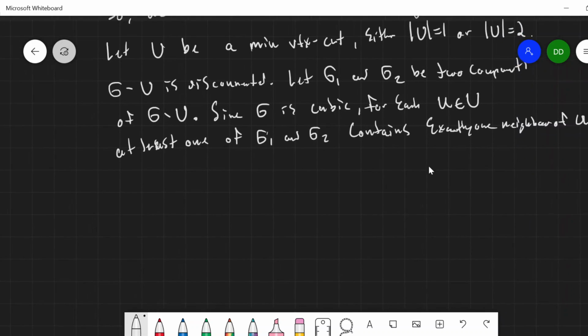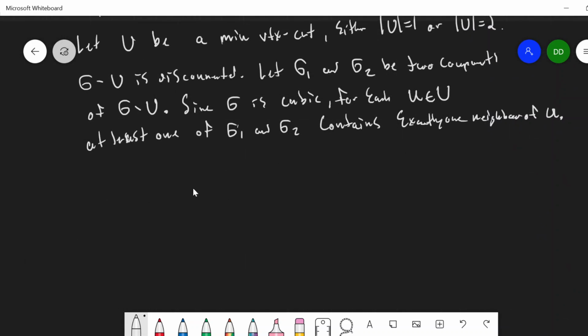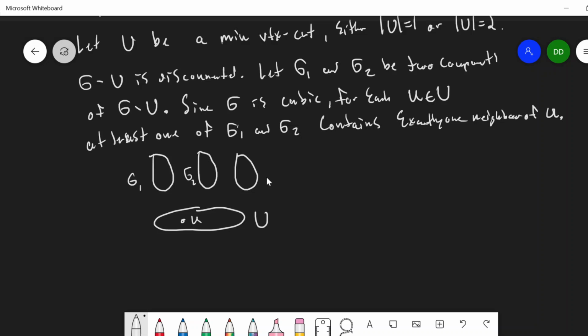So let me try and back up this claim a little bit. So here we have our vertex cut U, and I have little u inside of here. And I know this must separate it into at least two components. So let's say G1 and G2. And of course, we could have a third component here because it's cubic. But we couldn't have any more. Remember, for this to actually be a vertex cut, every vertex in here has to be adjacent to at least one vertex in each of the components.